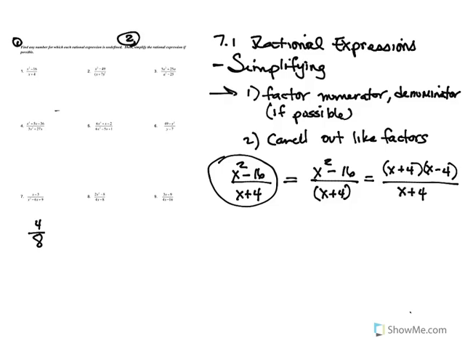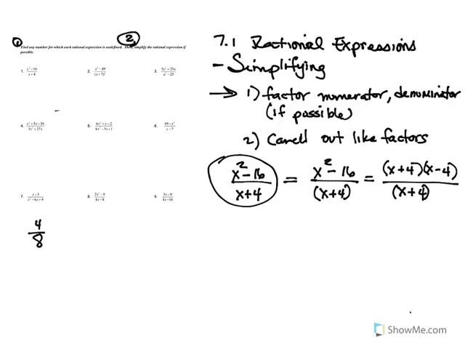So I did my two steps. I factored the numerator and the denominator if possible. So you factor where you can. I looked at my numerator, it was able to factor. My denominator could not factor, so I just put it in parentheses because it is its own factor.